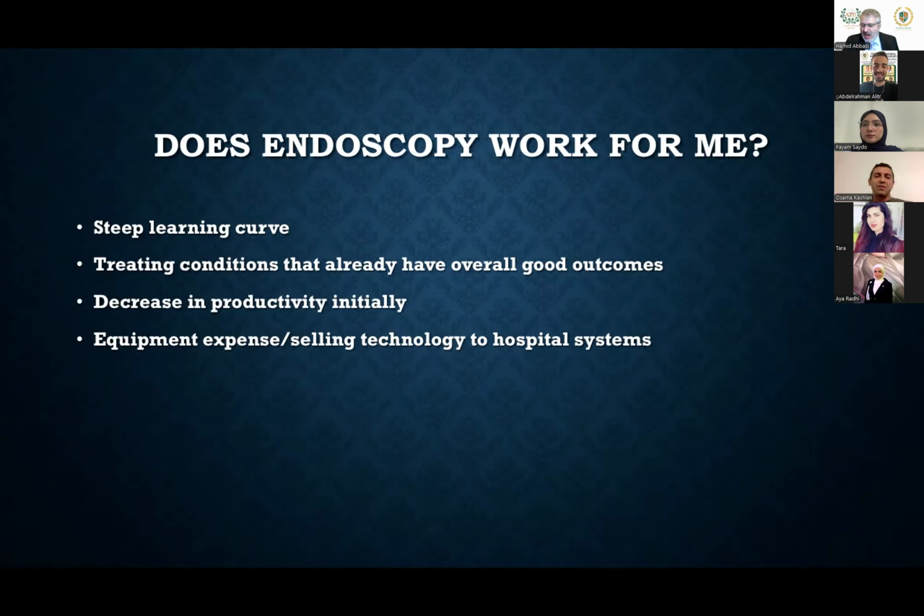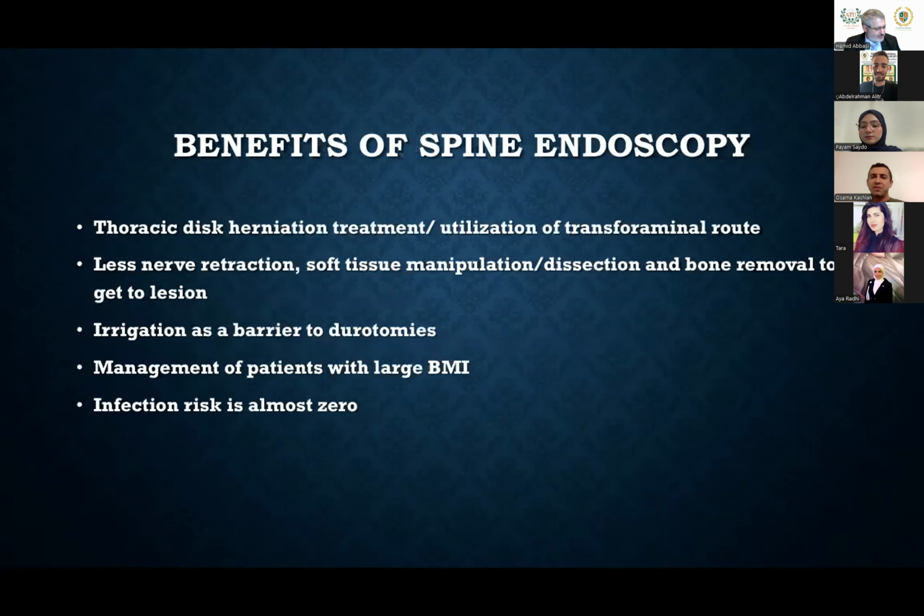So there are a lot of roadblocks for a surgeon to say, you know what, let me pick this up. And my response to this is really to treat thoracic discs. If you look at this, these are the benefits of endoscopy here.